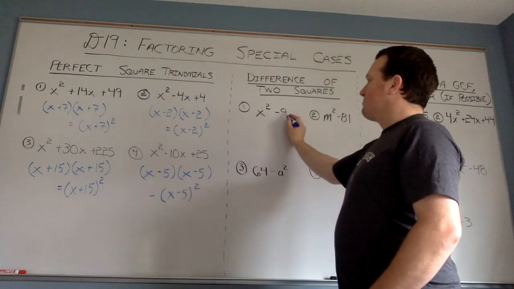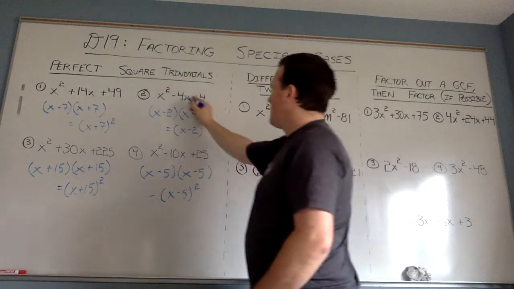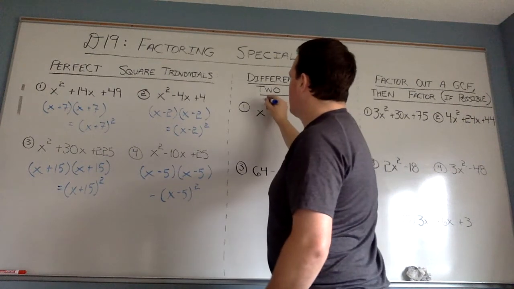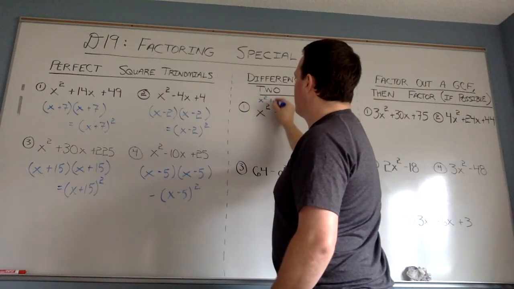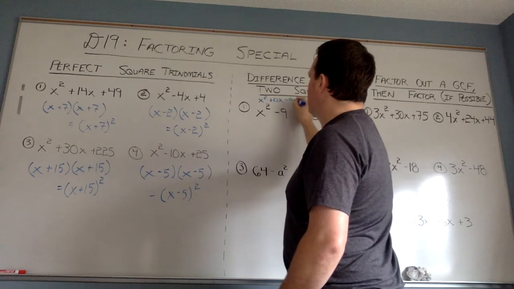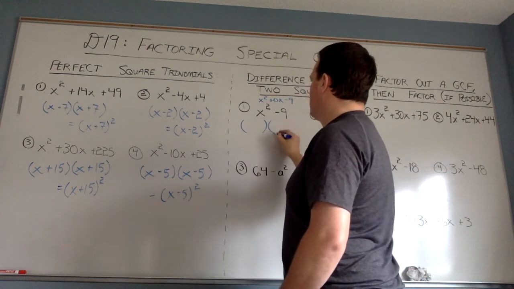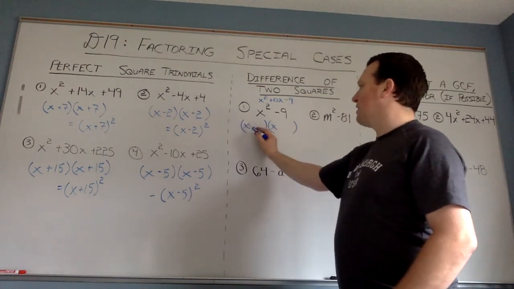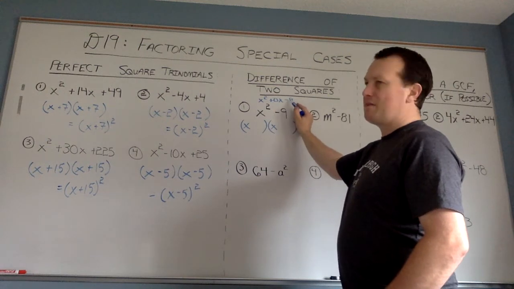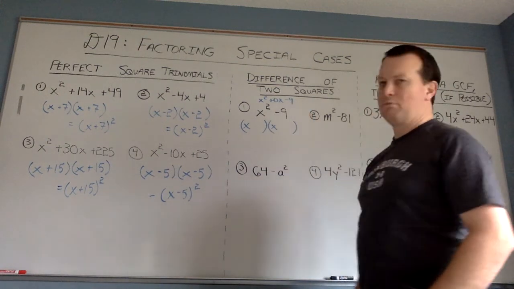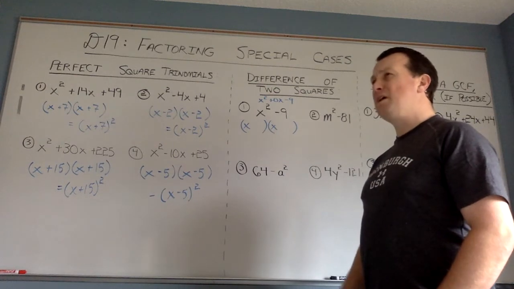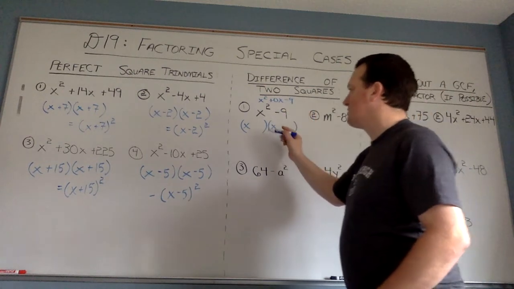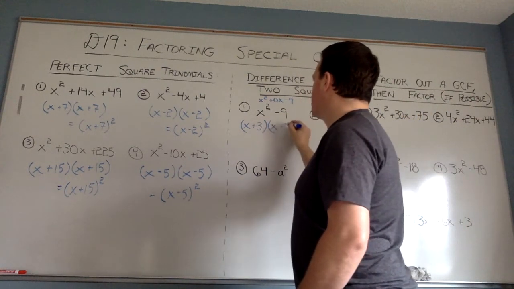With x squared minus 9, you might be thinking, whoa, where's my b value? Where's the number in front of the x to the first? There is none. So another way you could think of this is x squared plus 0x minus 9. So what you're looking to do is find two numbers that multiply to make negative 9 and then add to make 0. Well, 3 and negative 3 multiply to make negative 9, and then 3 and negative 3 add to 0. Plus 3, minus 3.